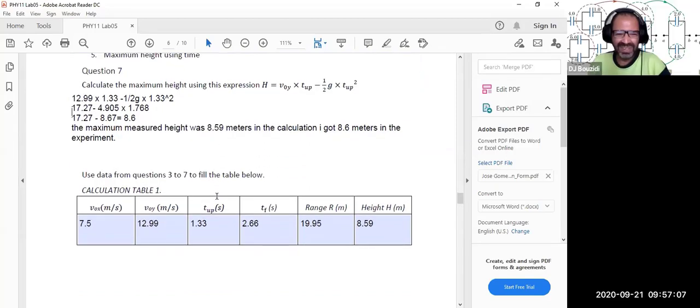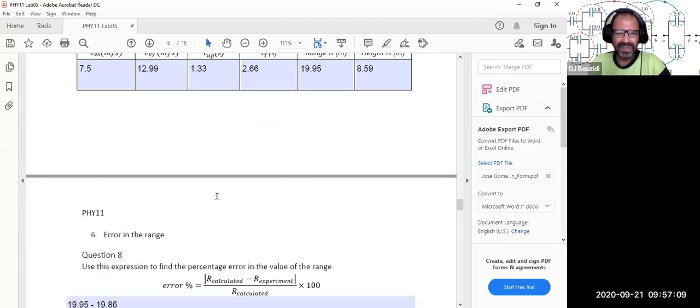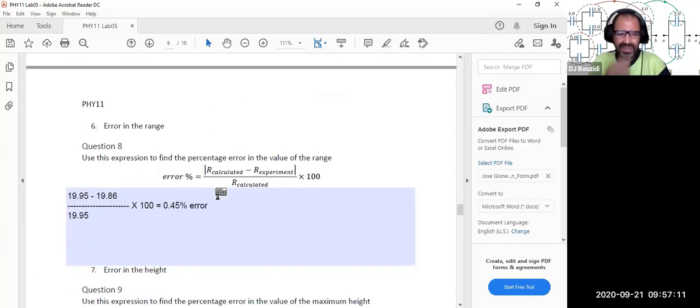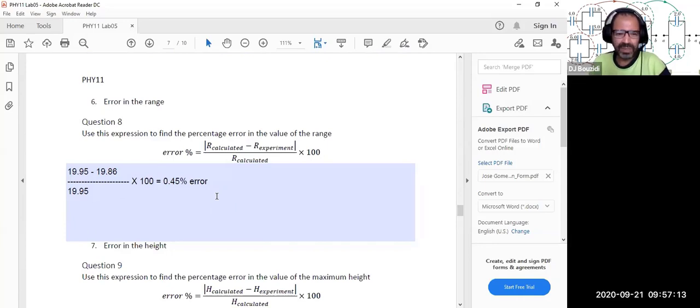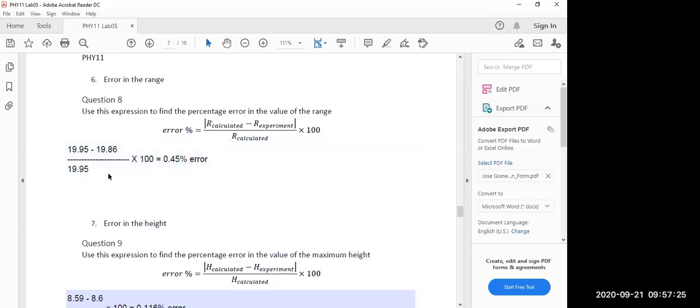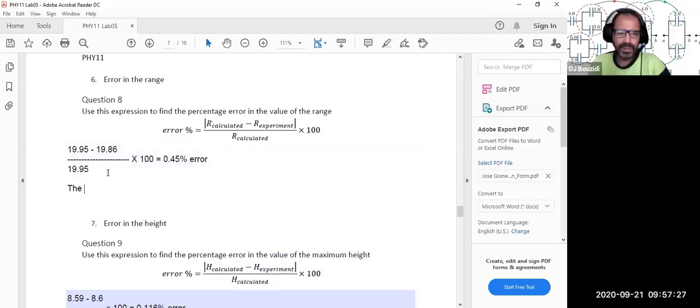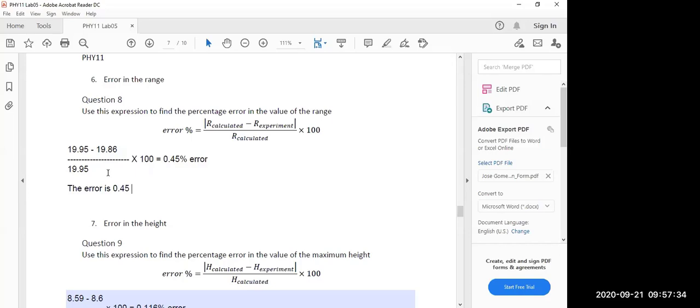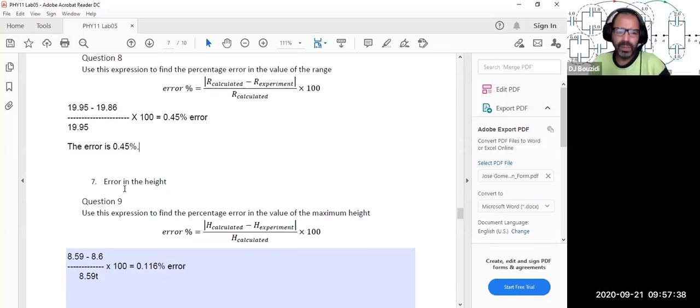Okay, so let's go down in here. So this table looks fine. The units, the calculation, 0.45% error is fine. I need a statement in there. The error is, down below. Put at least, the error is. Just to emphasize the fact that you have 0.45%. Period. Same thing for the next. Don't do it now. You can do it later.